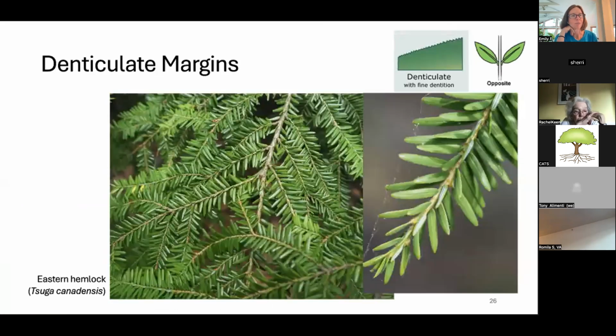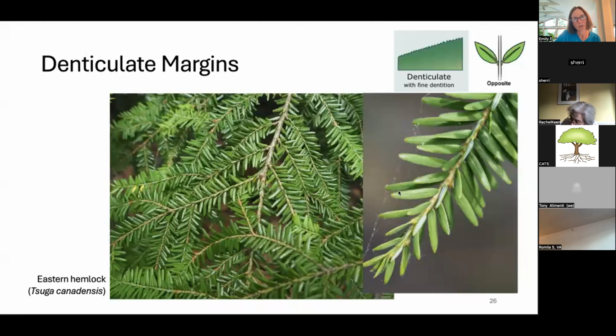So this one was a little bit of a surprise to me. We somehow got back to conifers. And this is Eastern hemlock. And if you look at enough texts, you will find that it is listed as having denticulate dentations along its leaves. And it also is listed as being opposite.